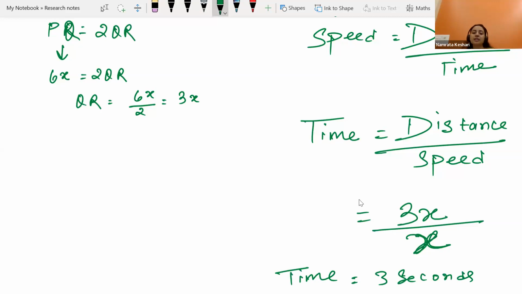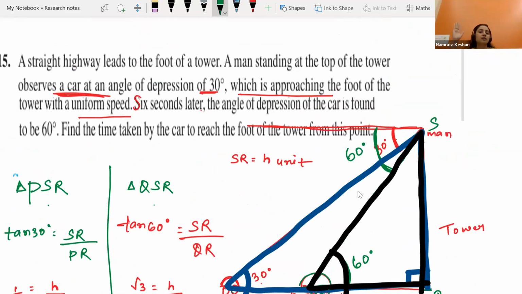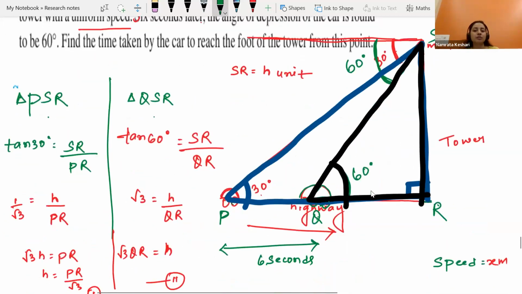Okay, let me explain it from the very beginning. At first we have drawn the figure. There is a tower and the person is looking from the top of the tower. There is a car, angle of depression is 30 degrees. Now after 6 seconds the car, moving towards the tower, is at another point, and from there the angle of depression is 60. Accordingly, we have drawn the figure. We identify two triangles here, the blue color triangle and the black color triangle. We have written the data.